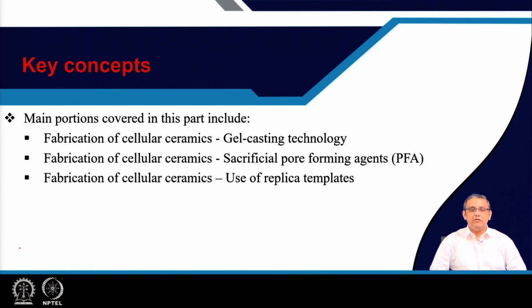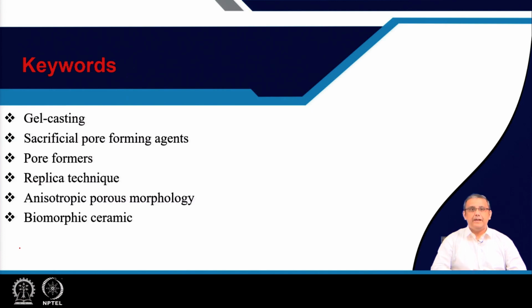In today's lecture, we will learn about three more common processes typically employed for fabricating porous ceramics. These include gel casting technology, sacrificial pore forming agents or PFA, and use of replica templates. The main keywords for this lecture are gel casting, sacrificial pore forming agents or PFA, pore formers, replica method, anisotropic porous morphology and biomorphic ceramic.